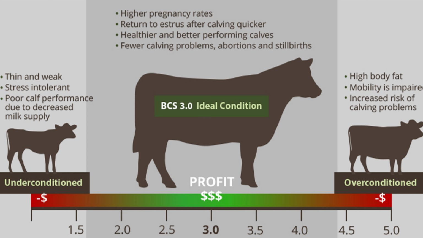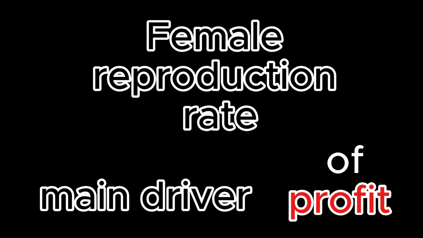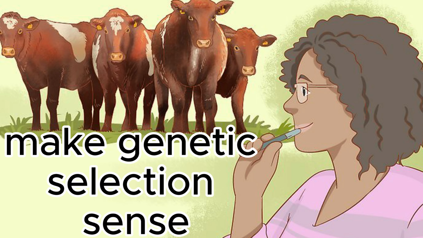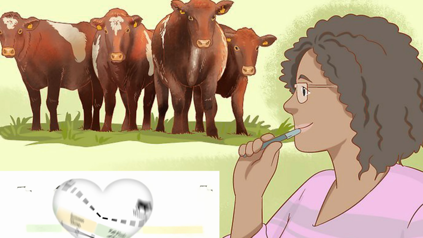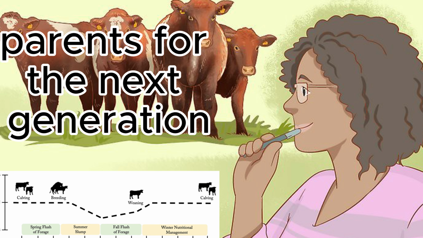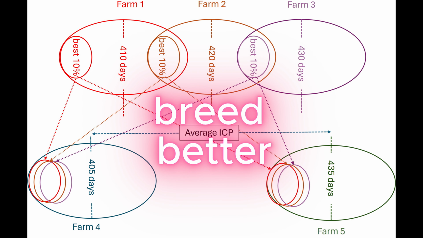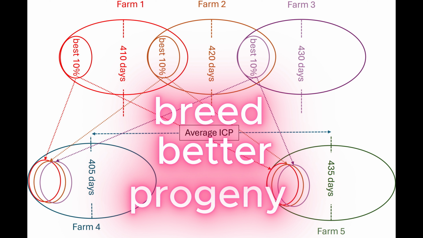Maybe this can be best illustrated by means of a practical example. It is generally accepted that female reproduction rate is the main driver of economic efficiency, or we can also call it profit, in beef cattle herds. It will therefore make a lot of genetic selection sense to select the more fertile animals as parents for the next generation of calves. The objective is to select those that will carry over the good properties to their progeny, rather than those that will perform well but will not pass this on to their calves.